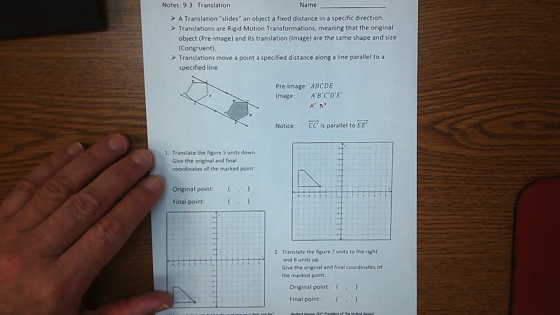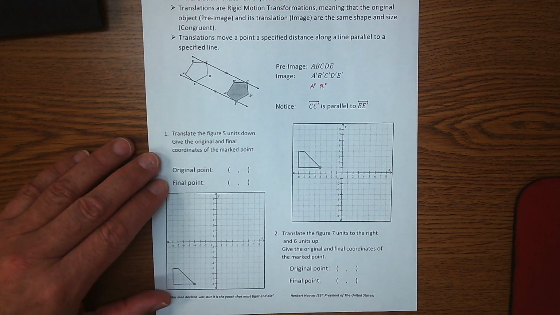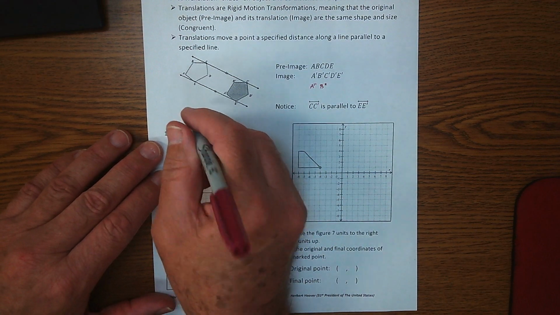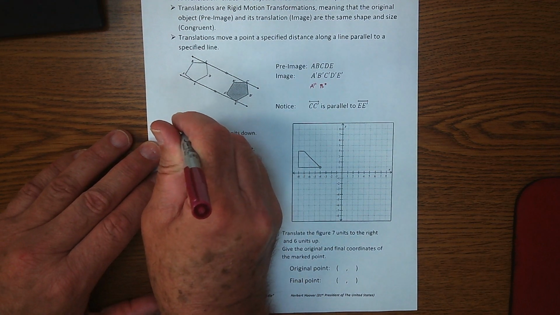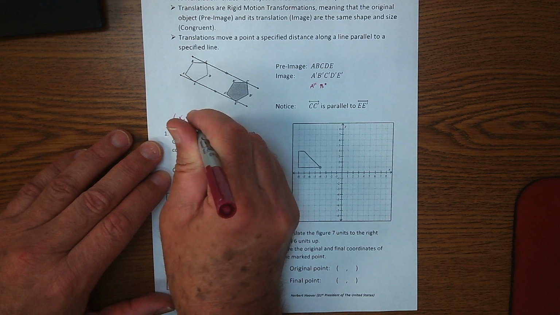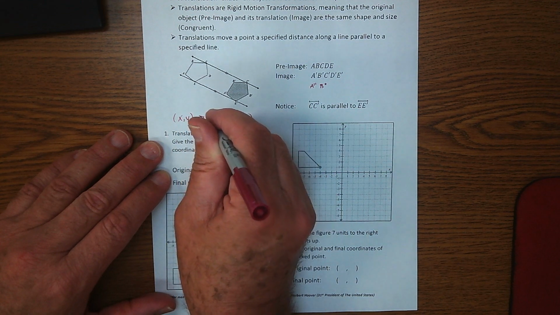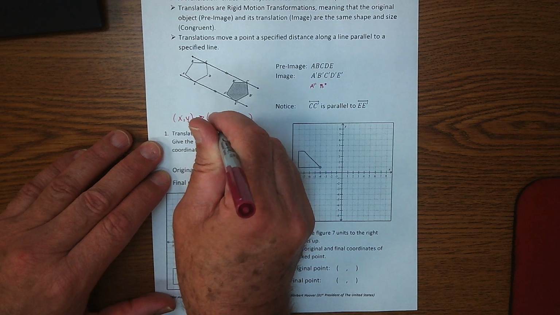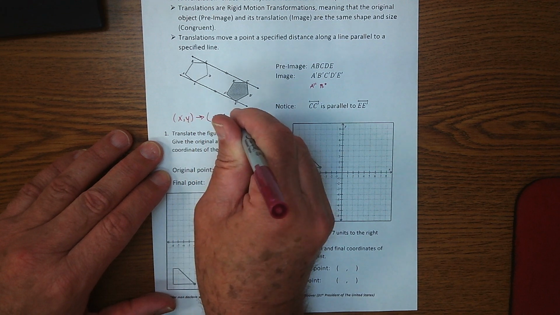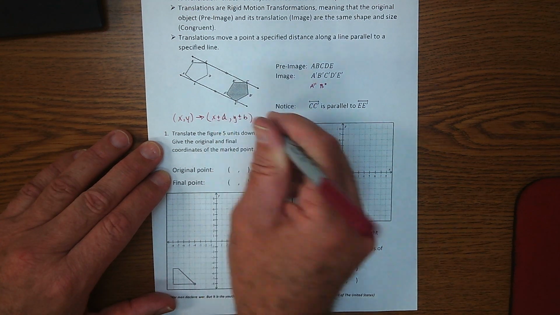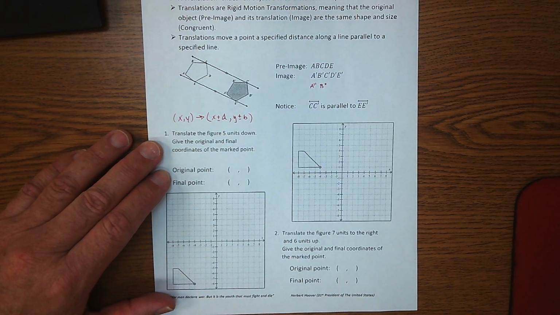So this figure now, it says we're going to translate the figure 5 units down. Now the rule looks like this. It says (x, y) translates to whatever happens to x and y. So this is going to be x plus or minus a, and then y plus or minus b. So we're going to look at the rules also.